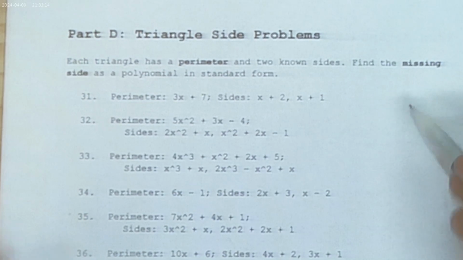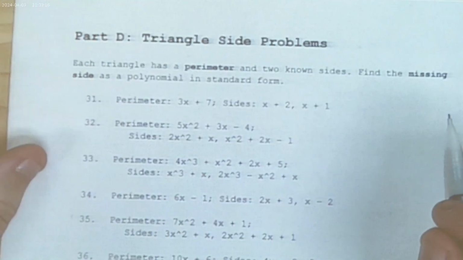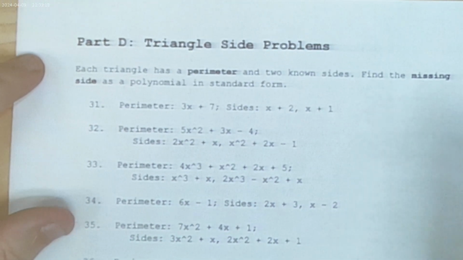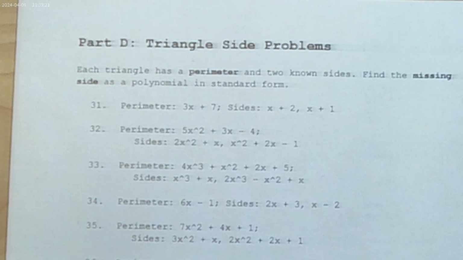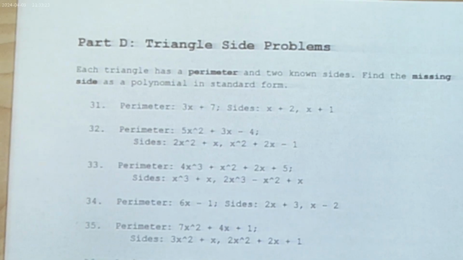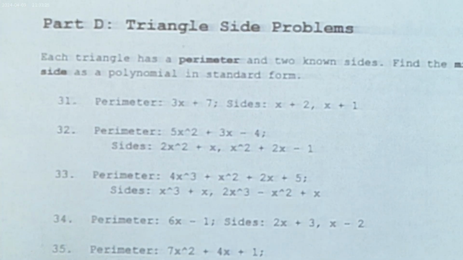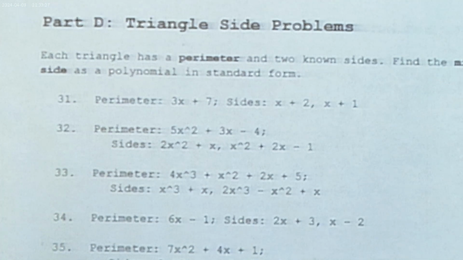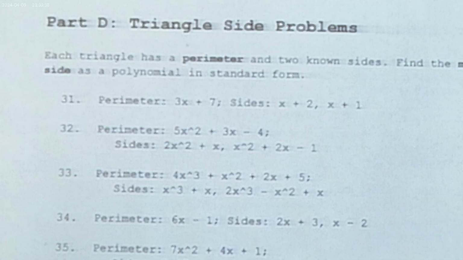So in this case, I've got a perimeter of 3x plus 7. And let me zoom in a little bit, it's not looking too good here. Alrighty, that's a little bit better. So I have a perimeter of 3x plus 7, and then I've got sides of x plus 2 and x plus 1. What do I have to do?